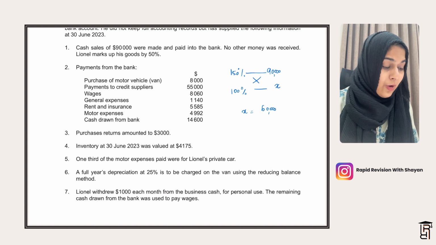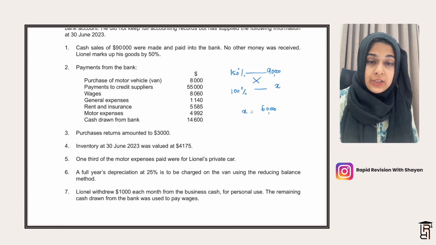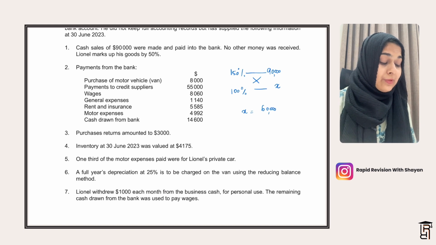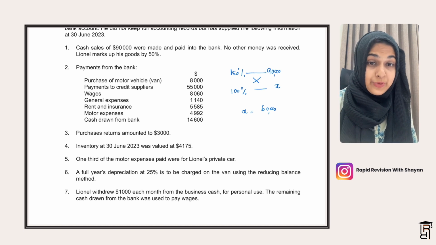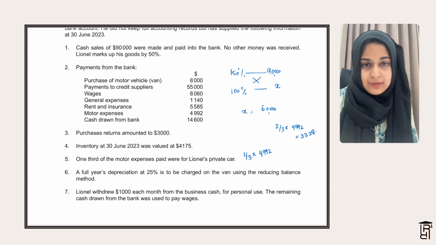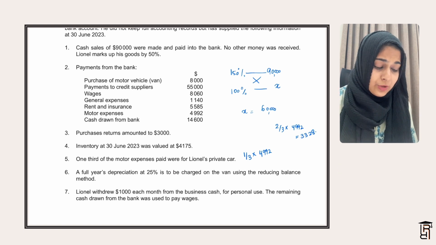And then obviously 4992 minus 3328 is my drawings, because Lionel is paying for his private motor vehicle here. It's basically his personal expense, which shouldn't be recorded in the business expenses.